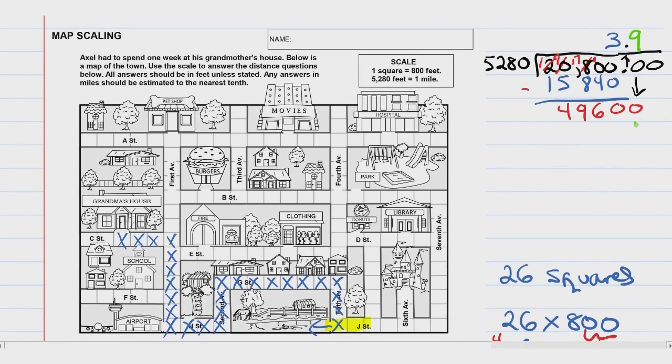9 times 0 is 0. 9 times 8 is 72. Carry the 7. 9 times 2 is 18, plus 7 is 25. Carry the 2. And 9 times 5 is 45, plus 2 is 47. And we are going to subtract.